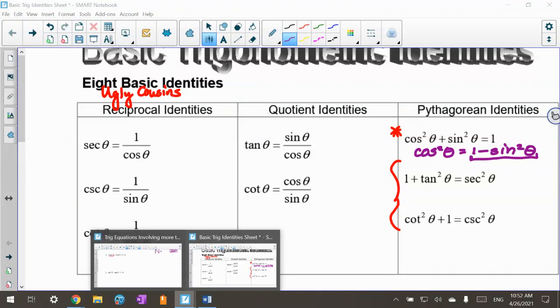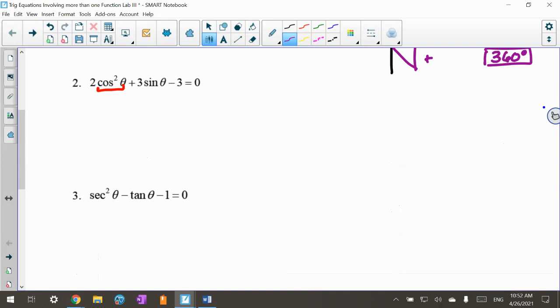So let's go back here. All right. So now I have, ready, 2 times 1 minus sine squared theta plus 3 sine theta minus 3 equals 0.